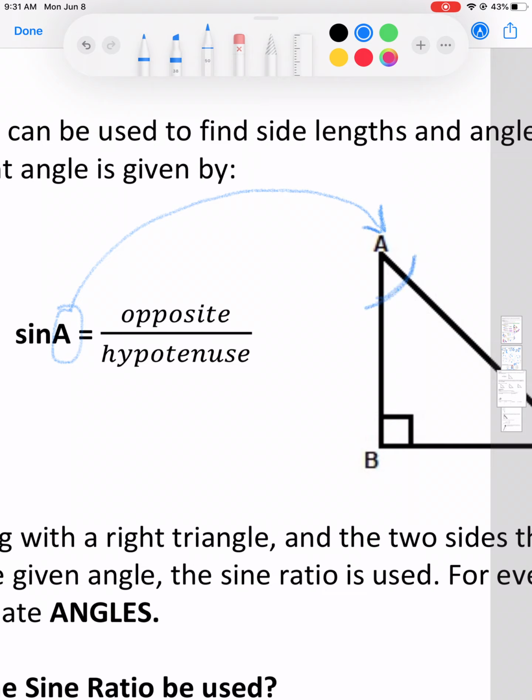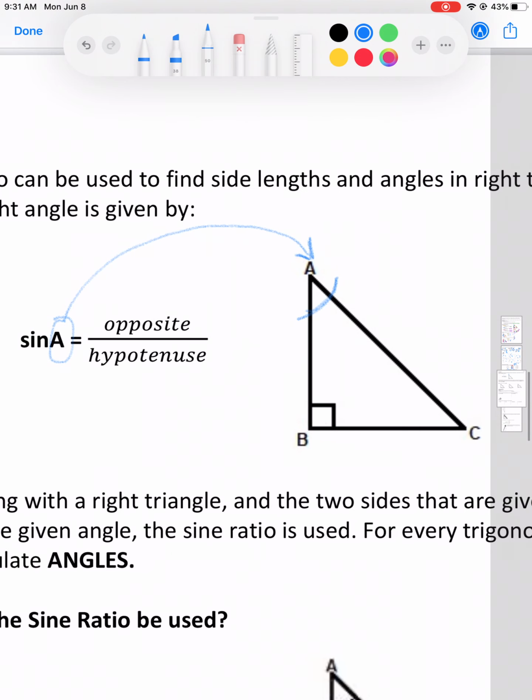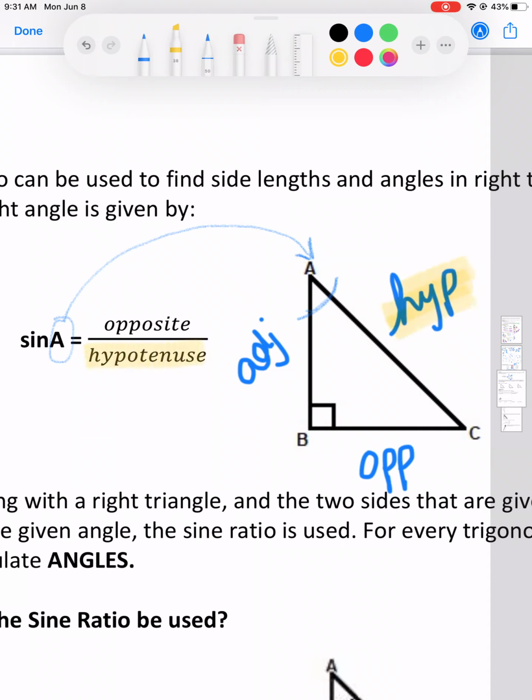That's what that means. So from here, now that we have our angle of interest, we can label our triangle. So we know that this is my hypotenuse. This is my opposite. And this is my adjacent. Okay? So that means for us to be able to solve for this angle, we have our hypotenuse, so we would have this side, a known side, and we would have our opposite. Okay?